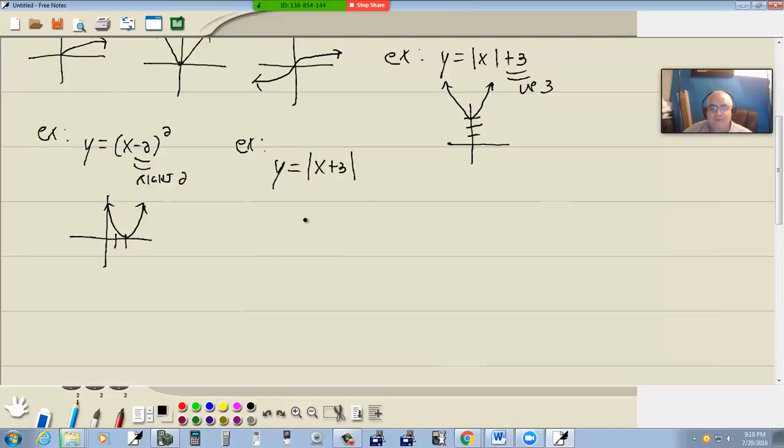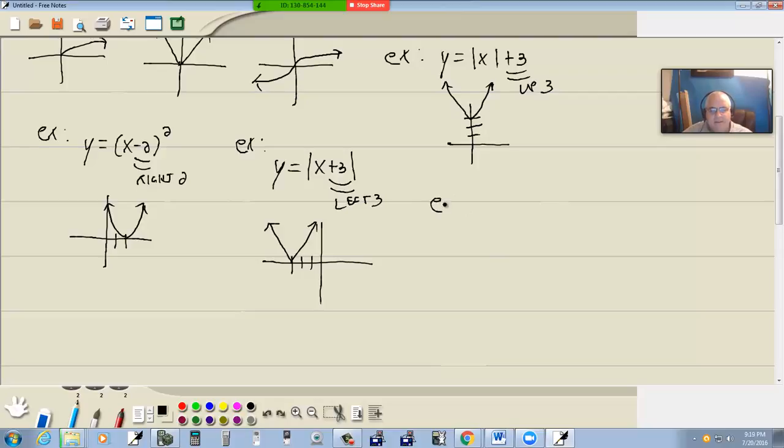Okay, now the absolute value of x plus 3. The number is inside with the x, so it's going to shift left to right. The plus 3 makes us think right 3, so we're going to go left 3. Now it's still a V-shaped graph. We're just shifting the entire graph 3 units to the left, and that'd be our graph.